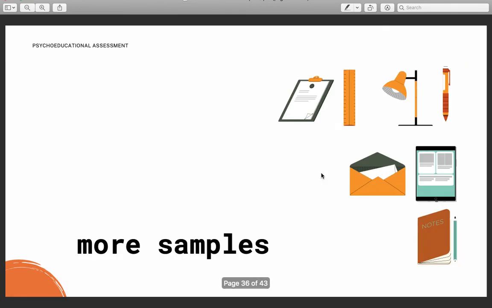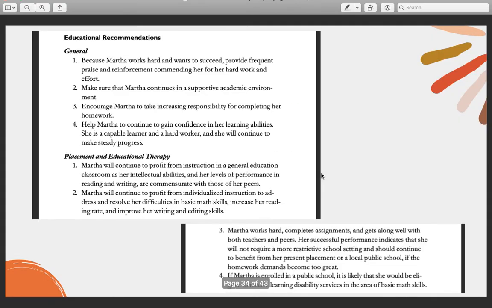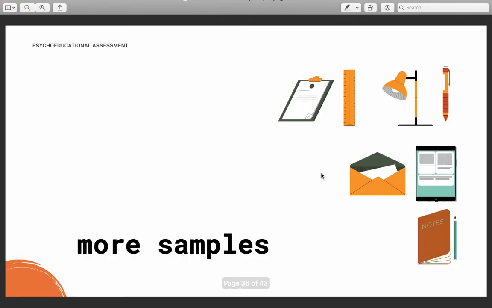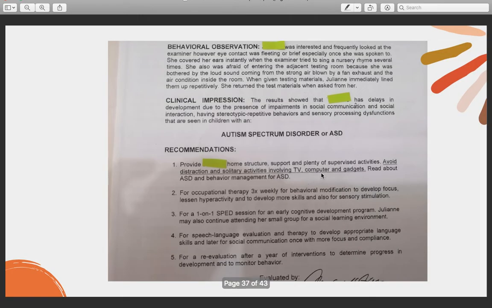Okay. Now, I have here some samples of my own students kasi this sample from the book is Western, no? So maybe we could relate more if the example is sa Philippine setting. Now here, done by a developmental pediatrician. Behavioral observation.